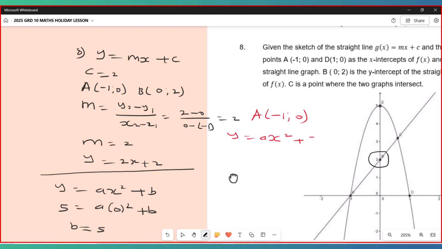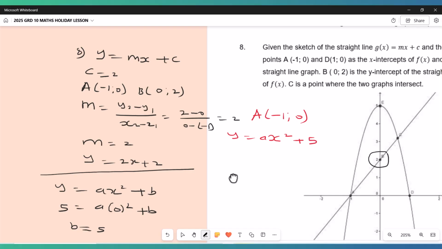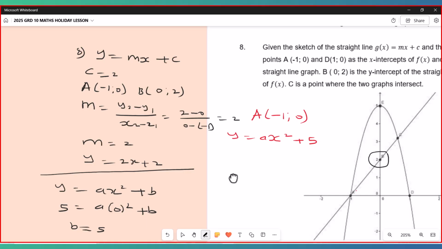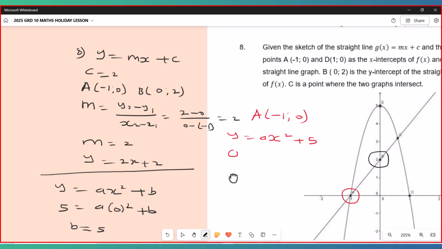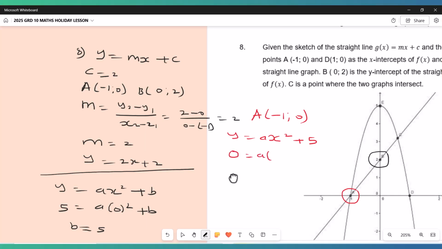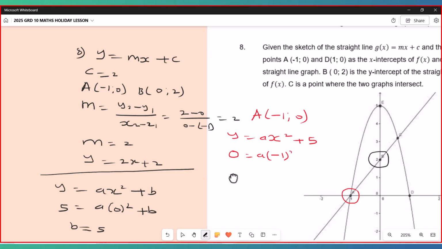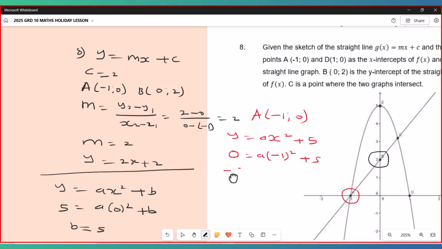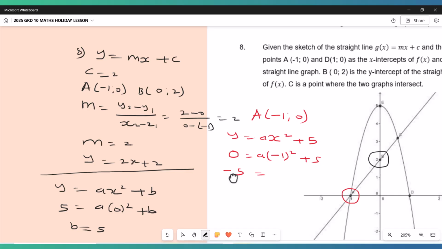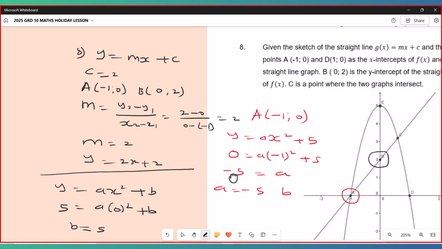The b is positive 5 here. Now to get my a, I choose this point here, which is (-1, 0). So I'm going to say 0 equals a times (-1) squared plus 5. Now the 5 becomes negative 5 this side. And then the negative 1 squared gives us positive 1 times a, giving us a. Therefore, our a is negative 5. So our a is going to be negative 5, and then our b is positive 5.